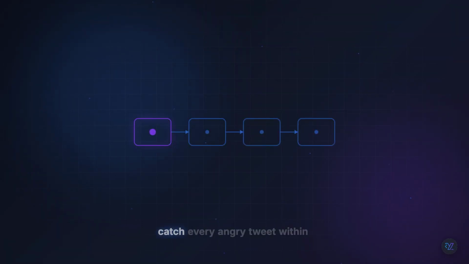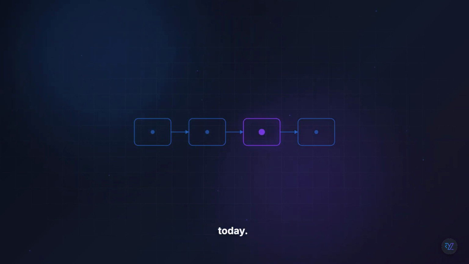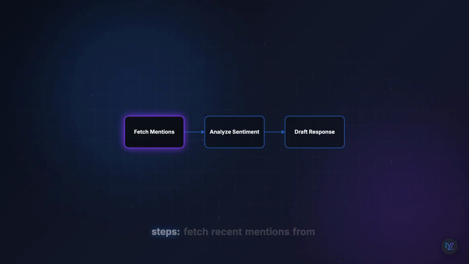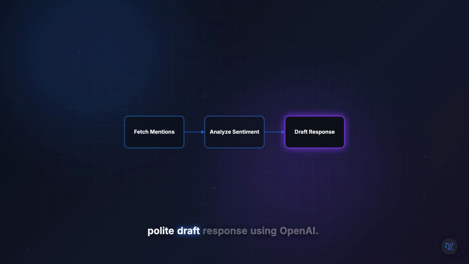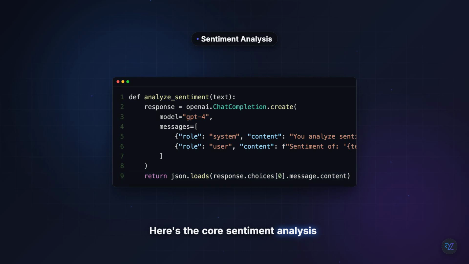What if your brand could catch every angry tweet within seconds and have a draft response ready before you even finish your coffee? That's exactly what we're building today. The agent works in 3 steps. Fetch recent mentions from Twitter, run each through a sentiment classifier, and if the sentiment is negative, generate a polite draft response using OpenAI. Here's the core sentiment analysis function.